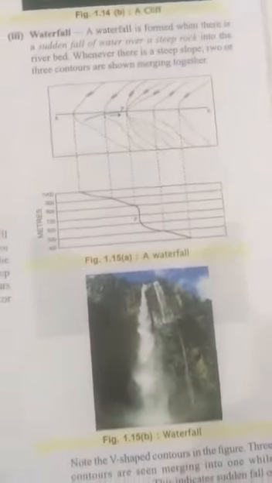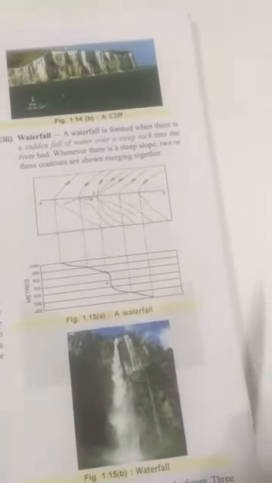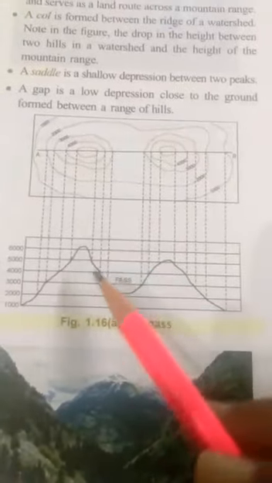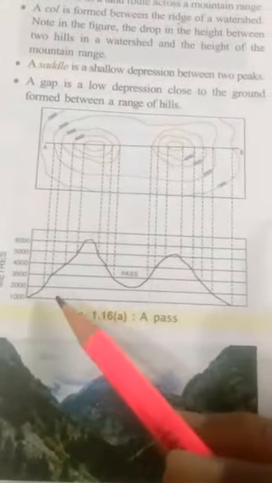And students, don't forget that the rivers in their course make valleys like U-shaped valley and I-shaped valley. Next feature is a pass, saddle, col, and gap. What is a pass? A pass is formed between two hills or mountains and serves as a land route across a mountain range. Students, you might have heard and read about several passes like Nathula, Shipkila, Bomdila, Jojila, etc. So, a pass is formed between two hills or mountains.